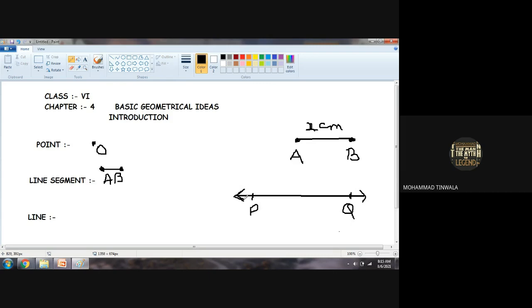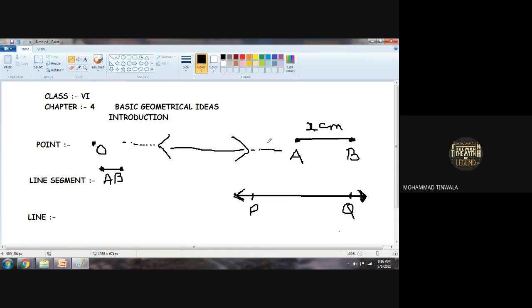What is a line? If we draw a number line, what does a number line look like? It has arrows on both sides, yes? Always 2 end arrows. Why 2 end arrows? Anybody? Because it can be extended from both sides. If we want to make it bigger it can become bigger, and if we want to make it smaller it can become smaller.